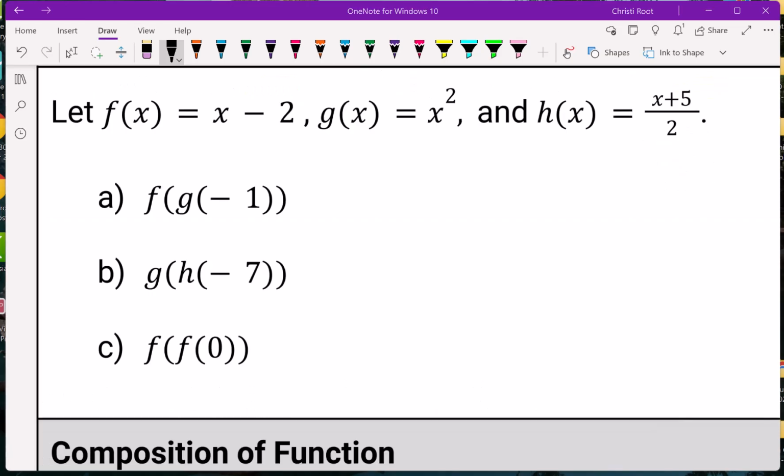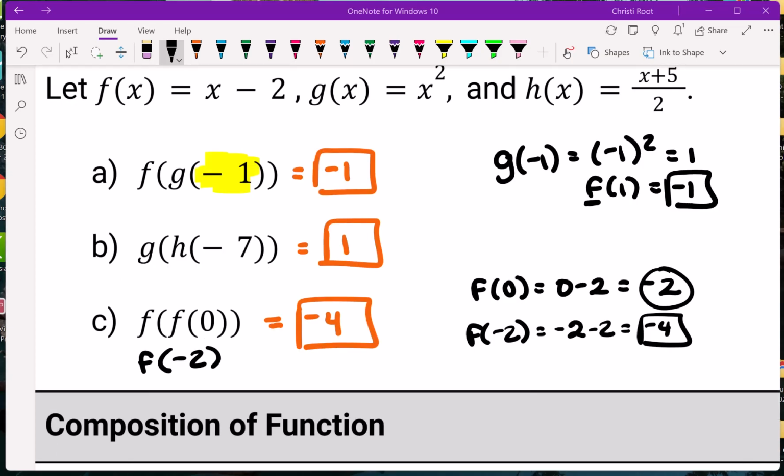Okay, so on the back, we've got 3 different functions. Take about a minute per and see if you can figure out each composition. Stop the video and then hit play when you're ready to check your answers. Okay, so this is what your 3 answers should be. Just remember this first one, plug in negative 1 into g, and then that result is going to plug into the f.